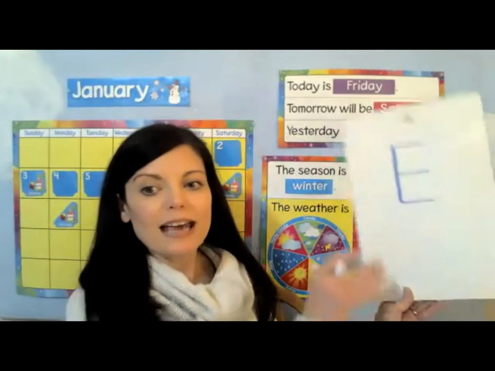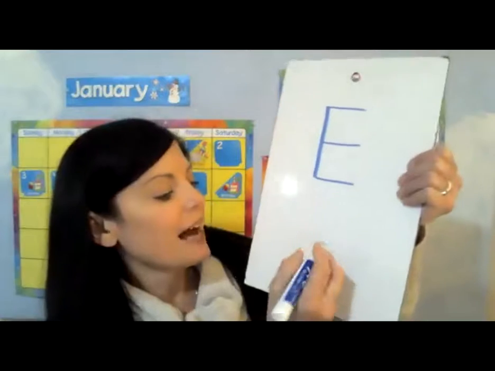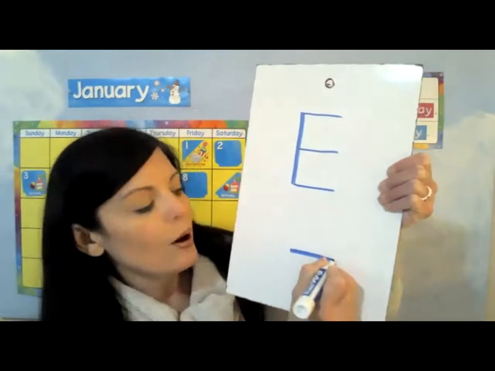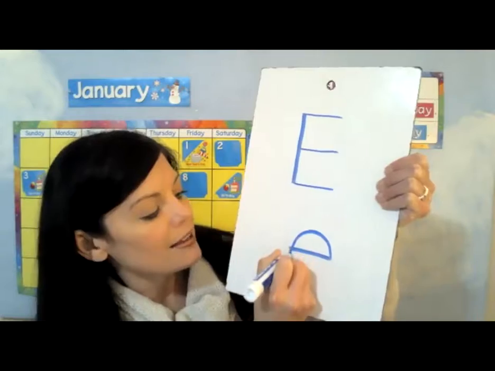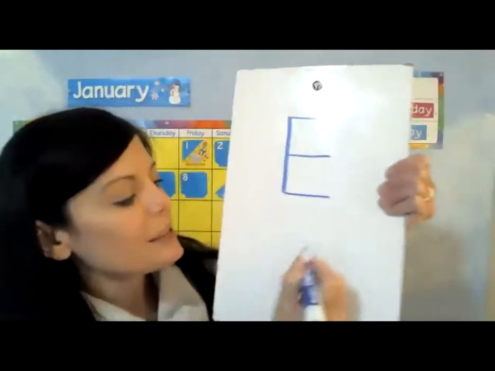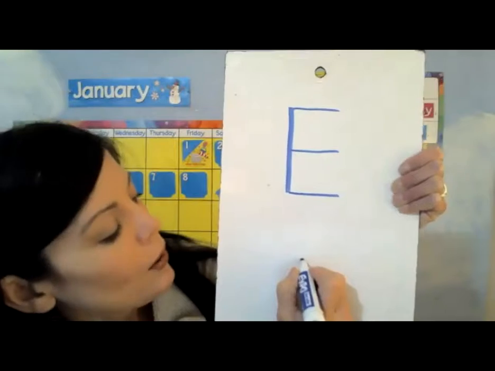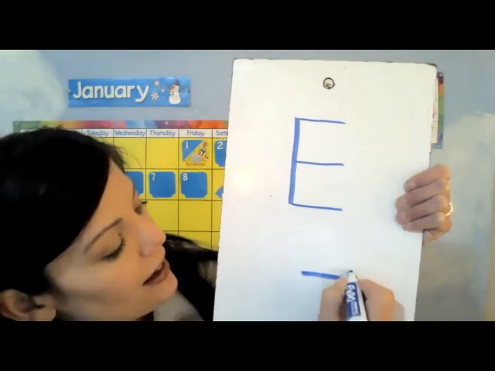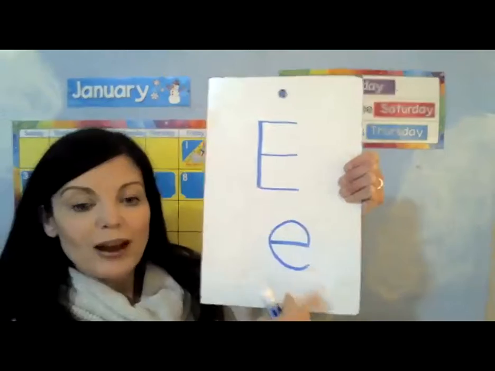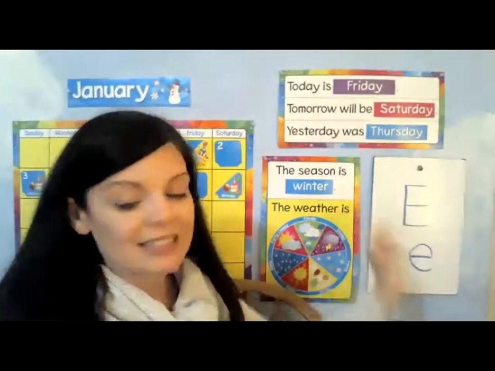To write the lowercase e, you're just going to make a line that comes out like this. You're going to go up and around, just like that, okay? Let me show you that one more time. Try not to pick up your pencil. So go out and then up and curve around. Once you start to curve around, it kind of looks like the letter C.